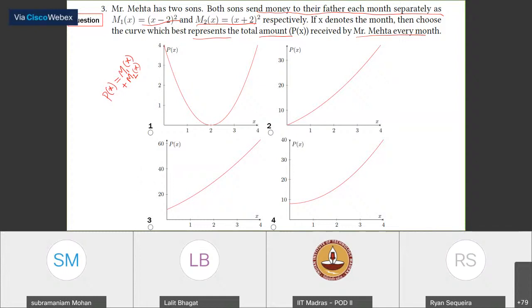X denotes the number of months. So addition of two equations, fine. So what else can we do? Maybe if we add some context where both equations are going in different directions. So x minus 2, I'm just trying to think of different variations, what we can do. What other variations should be possible?